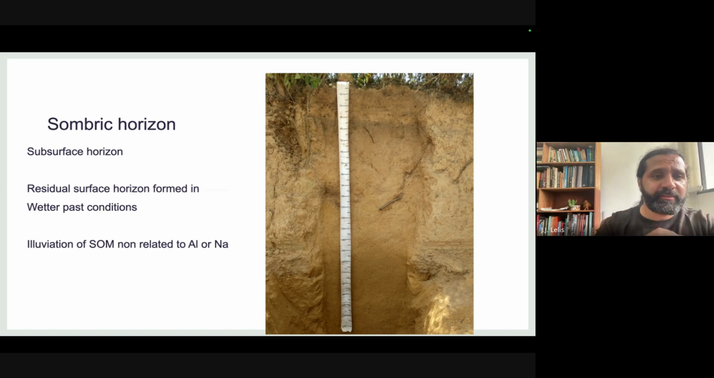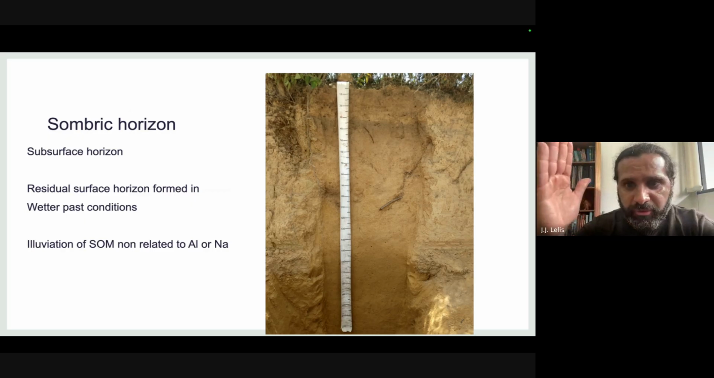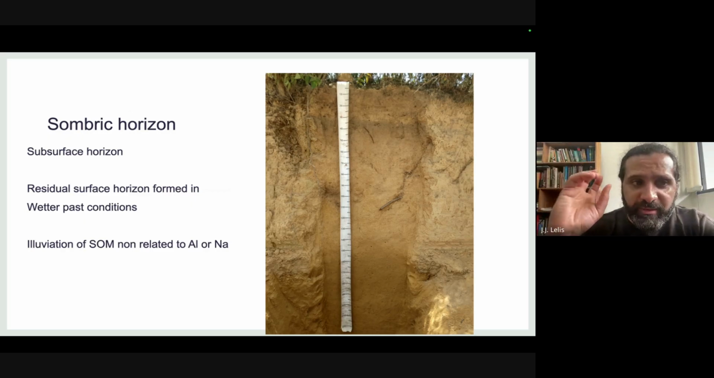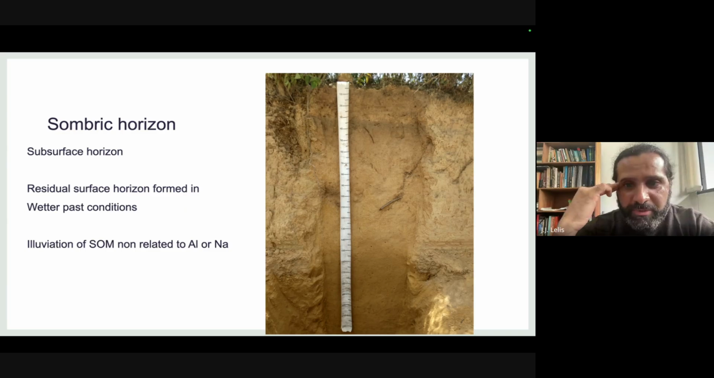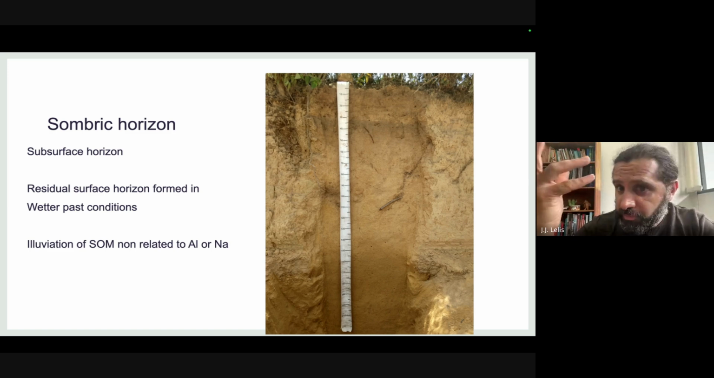Now let's see the sunbreak horizon. The sunbreak horizon is quite interesting because it was formed also by clay migration. So we have some clay migration from the top to the bottom. And this clay migration is essentially organic matter again. But this sunbreak horizon is not connected to sandy-rich materials and also not connected to sodium concentrations.